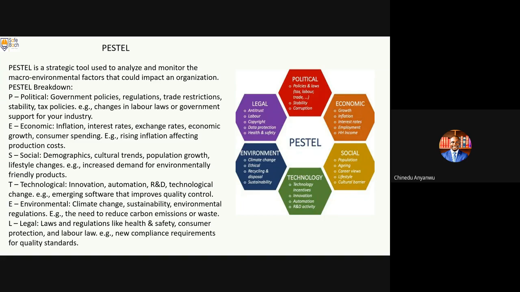So by the time you have listed your P, your E, your S, your T, your E, and your L, you have determined your PESTLE. You have used PESTLE as a tool to determine your internal and external issues. Because if you look at this very well, you will see that by the time you write down these 6 things, you must have completely identified all your internal and external issues. So PESTLE is a very beautiful tool for determining internal and external issues.